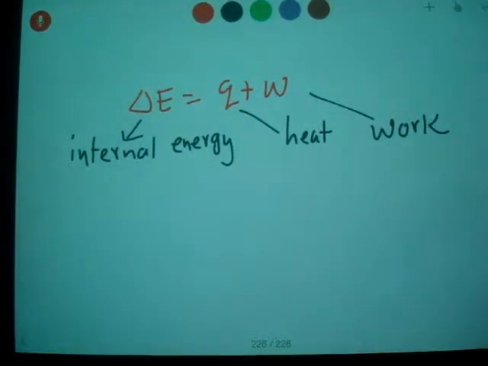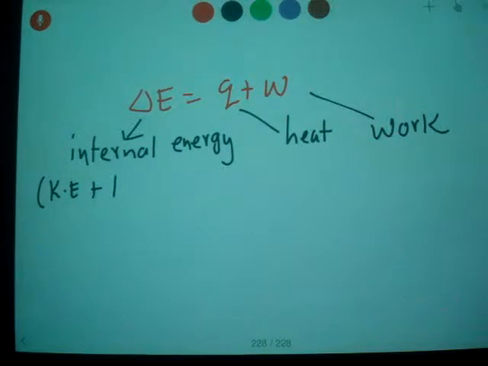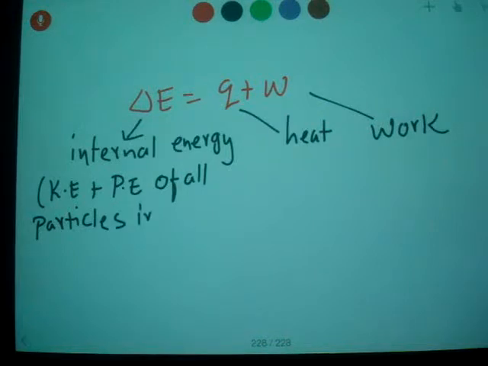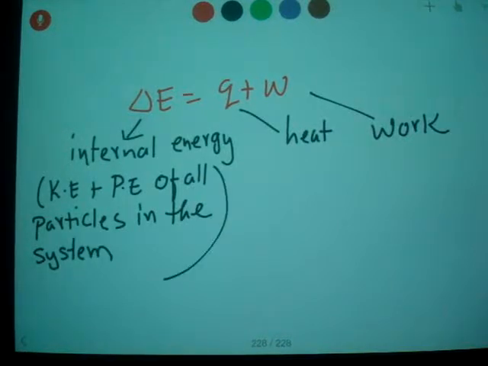Alright, so heat and work. What is E? Internal energy. It is a sum of kinetic energy and potential energy of all particles in the system. That's internal energy. Okay. Now, sign reflects.